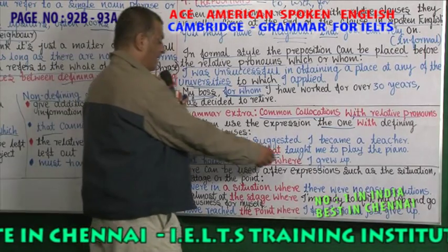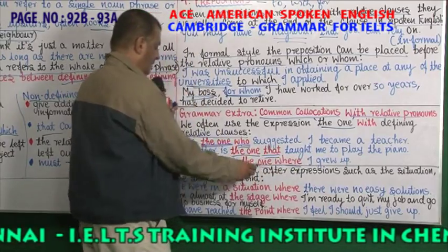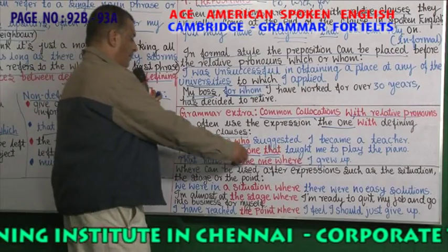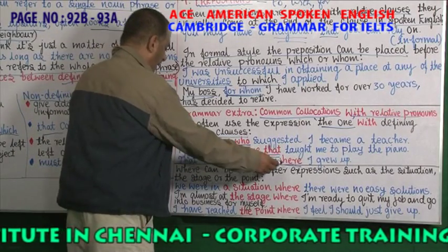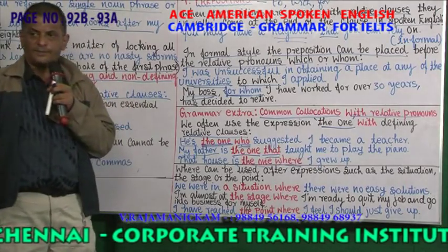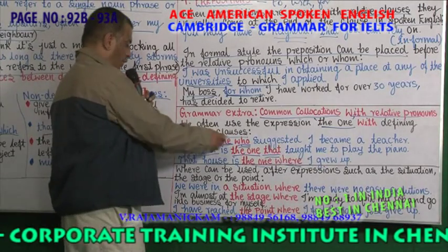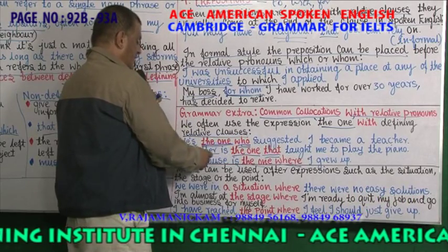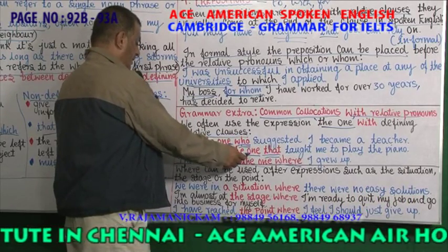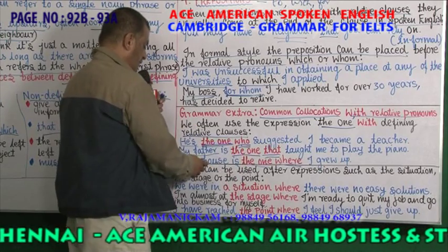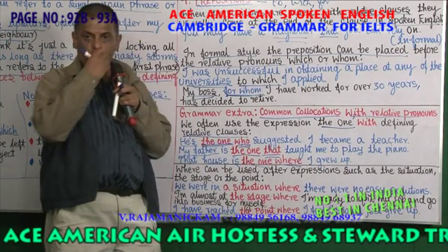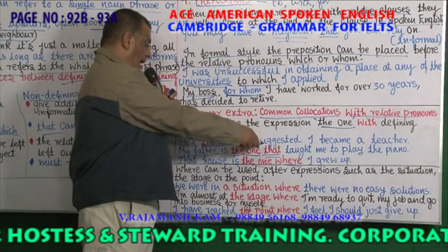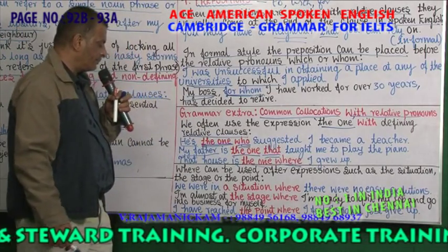That house is the one where I grew up. So that house is the one. The one stands for house, and where stands for house. Here the who stands for he, the one stands for he. In the piano sentence, that stands for my father, and the one stands for my father. These are collocations: the one who, the one that, the one where.